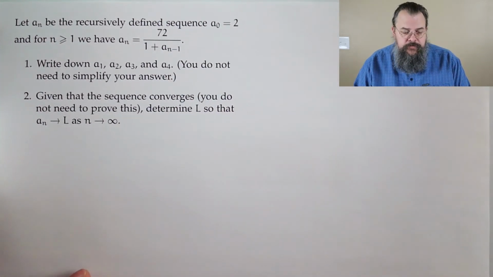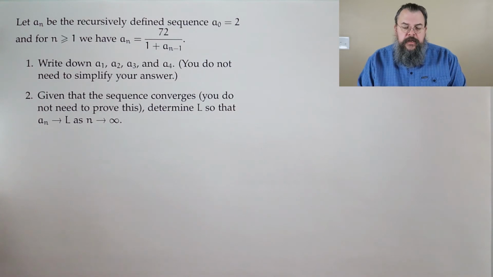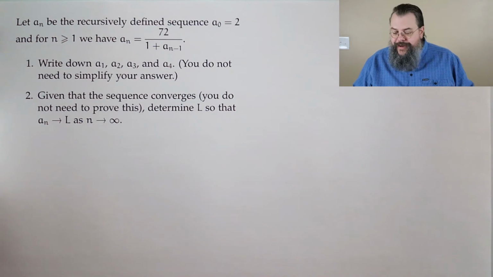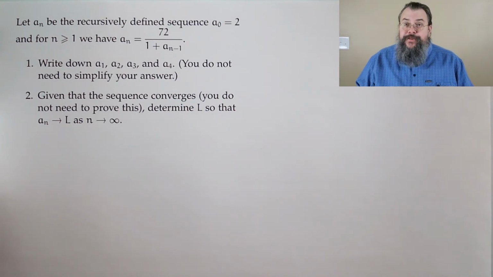So, let a_n be the recursively defined sequence where a_0 equals 2, and for n greater than or equal to 1, we have a_n equals 72 over 1 plus a_{n-1}. And it says, okay, write down a_1, a_2, a_3, and a_4. It says you do not need to simplify your answer. Oh, okay. Phew. All right, let's do that.